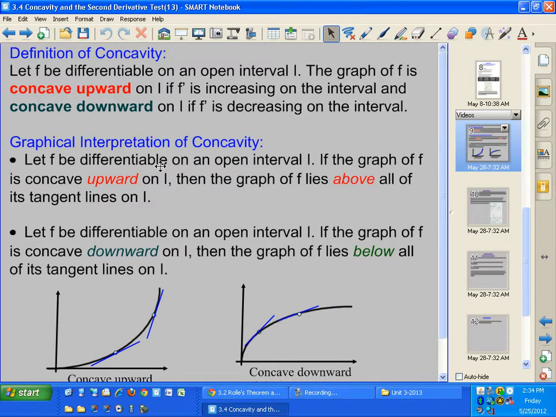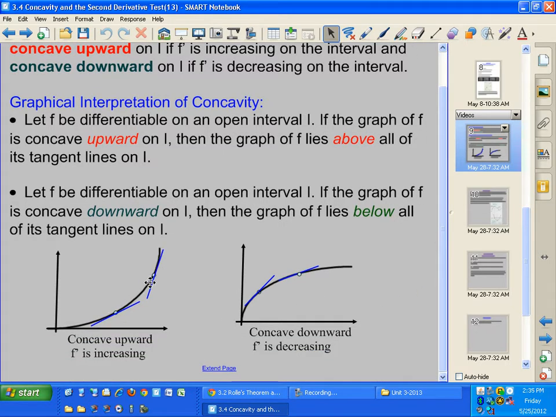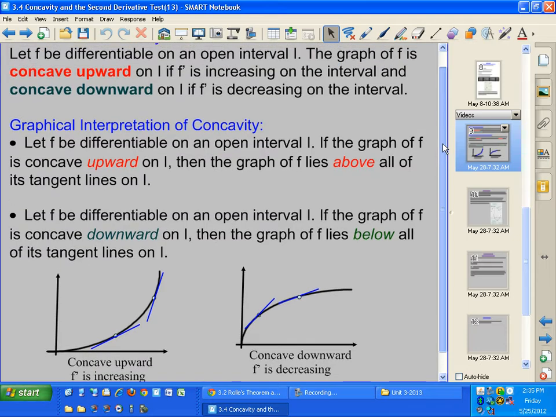We also have the graphical interpretation of this. When we have a graph that is concave upward, the tangent lines will always be below the graph, and when the concavity is down, the graph will be below all the tangent lines. That's what we're talking about, and this is something we need to pay attention to, so please make sure you get this down.